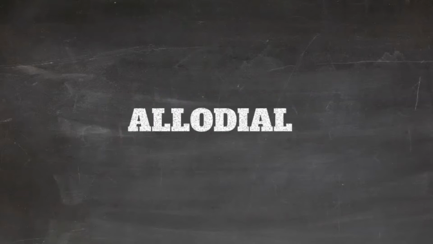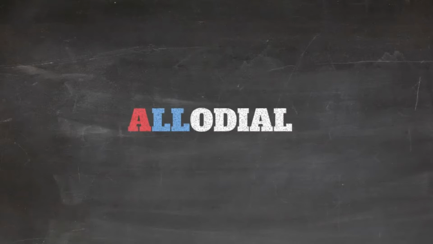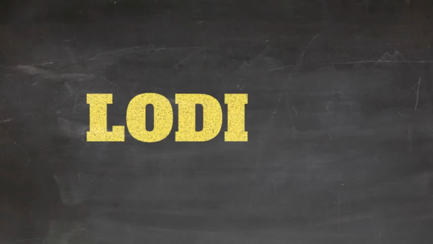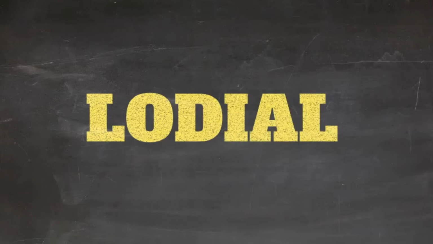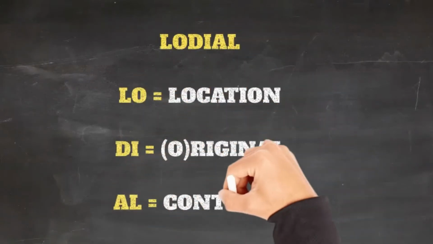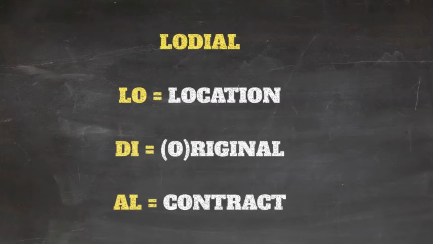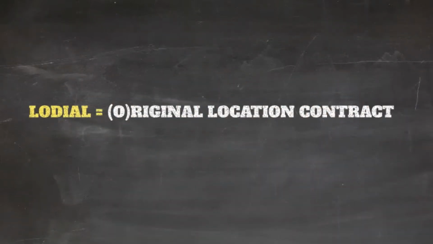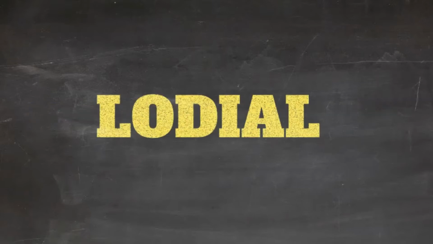as opposed to the word allodial, as in allodial title. Again this word allodial is a no contract word, given it starts with a vowel and is followed by two consonants. So the word allodial is used. LO equals location. DI equals original. AL equals contract. Allodial equals original location contract. A positive performance word.